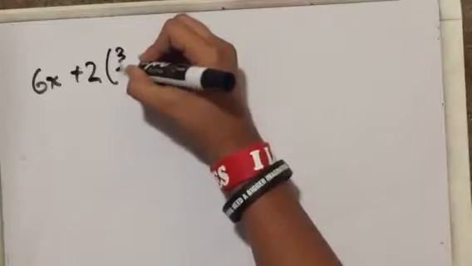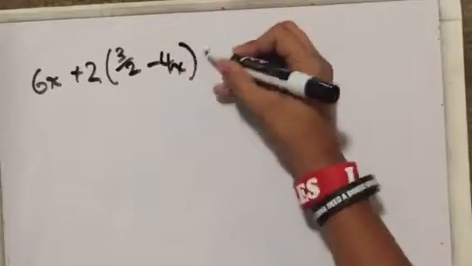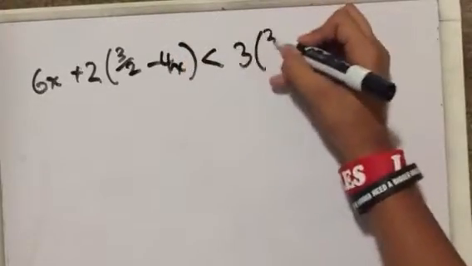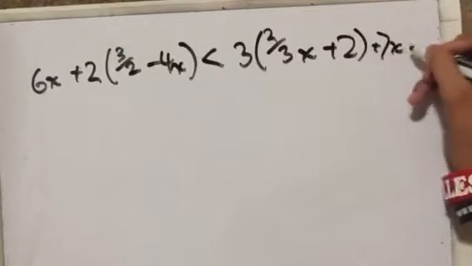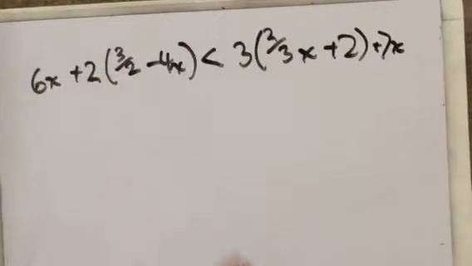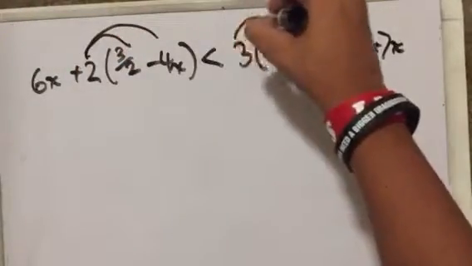So our inequality will include the distributive property, fractions, as well as variables on both sides. So we have 6x plus 2 parentheses 3 over 2 minus 4x parentheses is less than 2 over 3x plus 2 plus 7x. So here we go. First we use the distributive property, right? And the number on the outside must be multiplied by both numbers on the inside here.